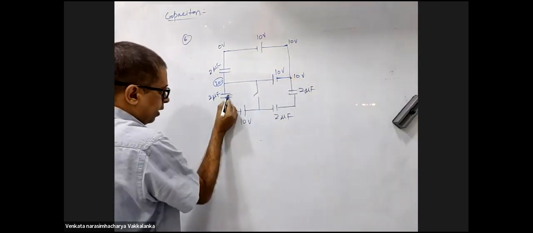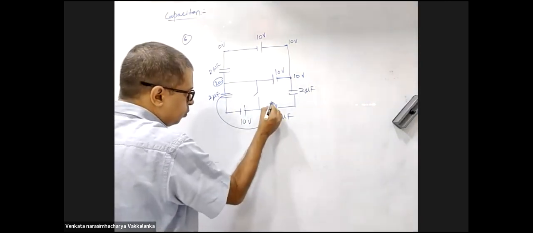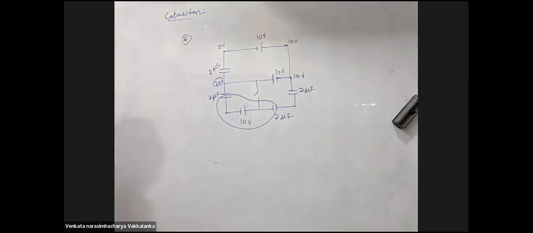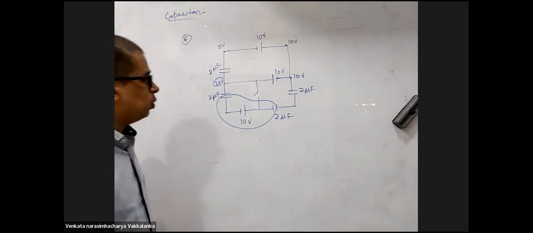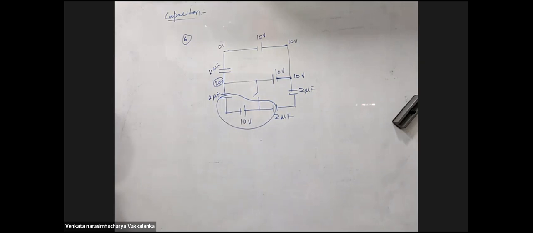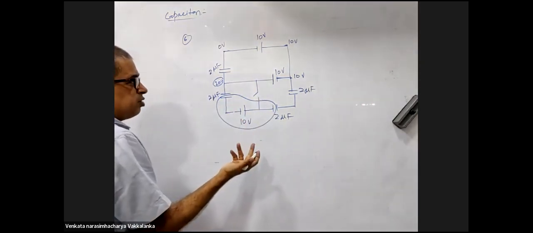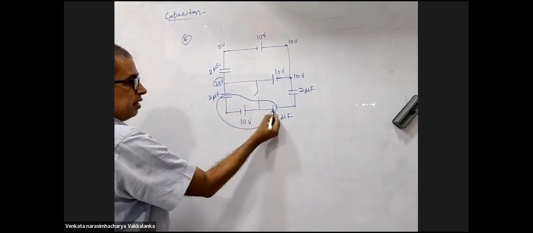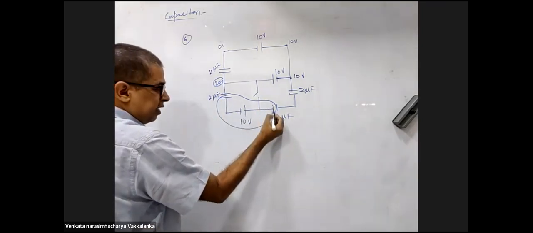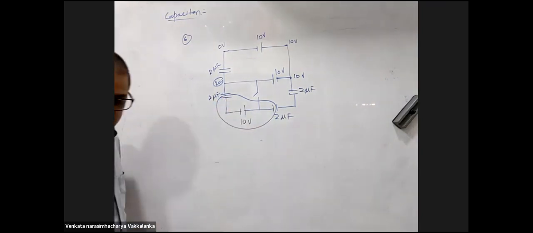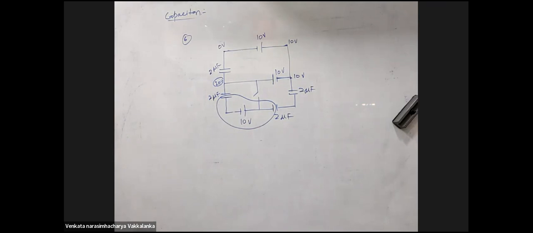Switch was open. Charge on these two plates should remain constant. Yes or no? Yes, sir. When the switch is open, these two plates are mutually connected and isolated. Agreed. So charge on this plate and this plate put together should be 0. Yes. Agreed.